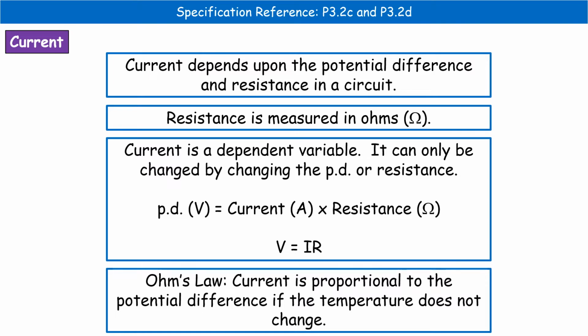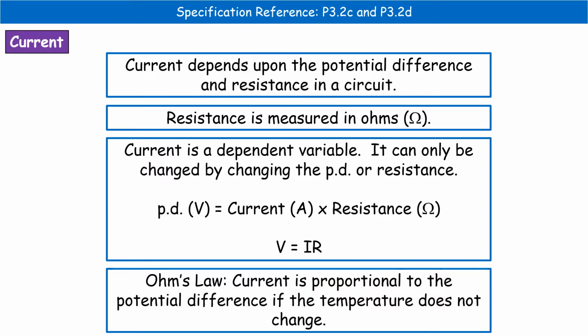We do have a calculation here: potential difference is current times resistance, or V equals IR. This is a really good one to remember because it's going to come up time and time again. Now, I know it looks weird with an I there. You might be thinking, what on earth is I? That is our shorthand way of writing current because C was already used.